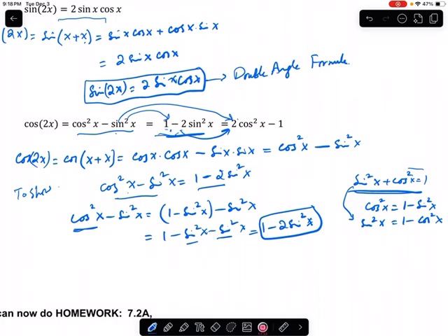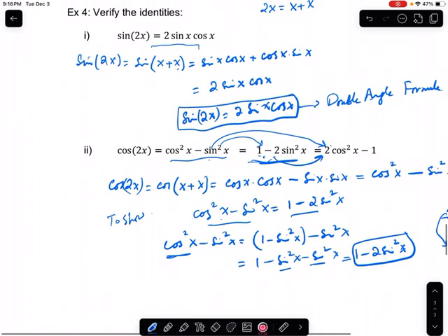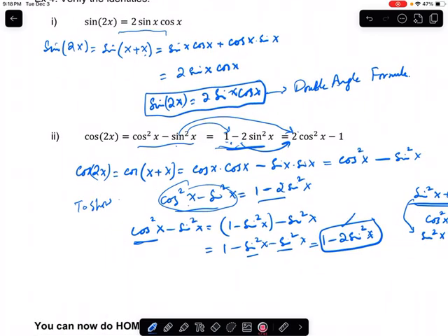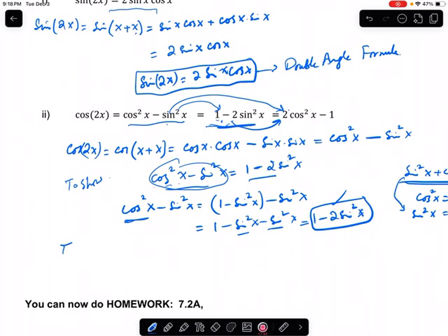Now we can go from this step, or we could do it from this step. So I'll do it from here. You can try it later with that one. So again, now we have to show that 1 minus 2 sine square x is the same as 2 times cosine square x minus 1. We are now going to show this one.